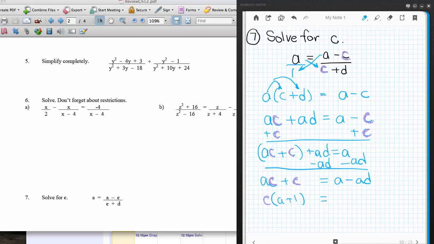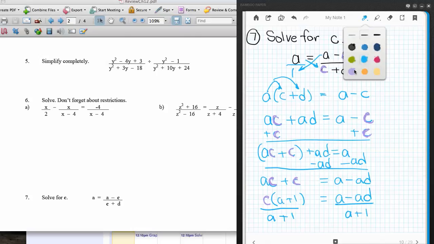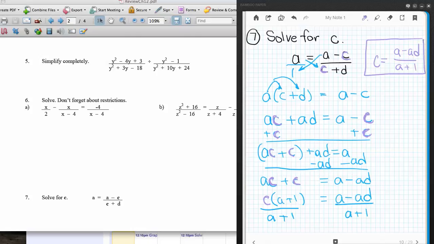And then that leaves me with A minus AD on the other side, and this I'm going to divide by A plus 1 and A plus 1. And so my answer up here is that C is equal to A minus AD over A plus 1. Now, because that denominator is a binomial, there's nothing simpler that can happen here.